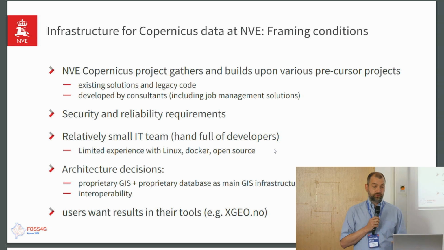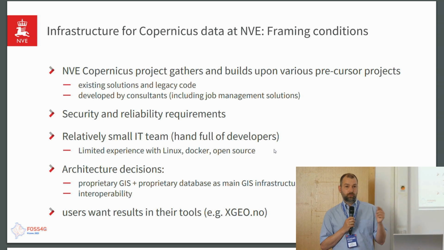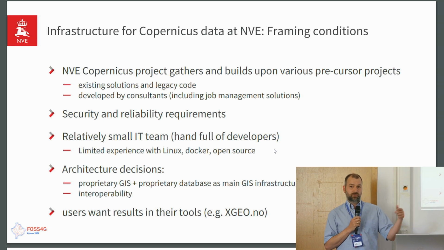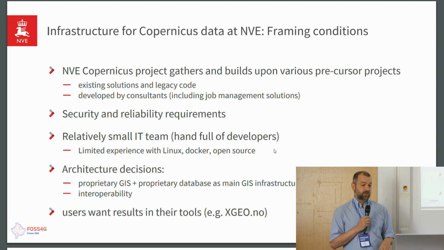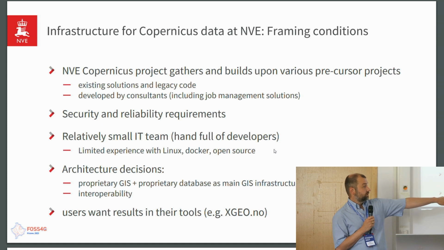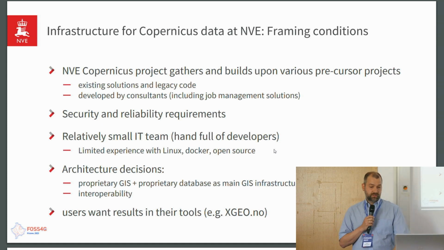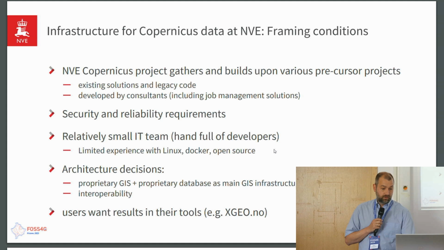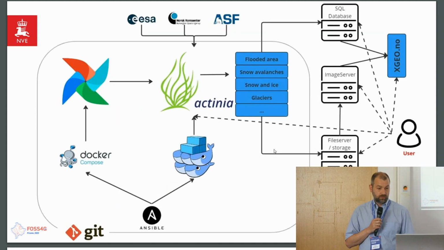And one of the also important aspects is that the users at the end, they don't want to have yet another dashboard or yet another tool for Copernicus stuff. They want to get it delivered in the tools that they are using. And the main one is xgeo.no. If you're interested, there's a lot of stuff that we put out.